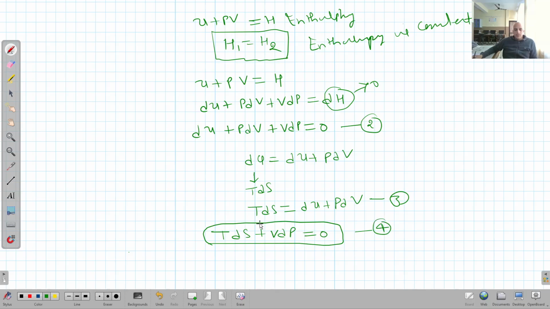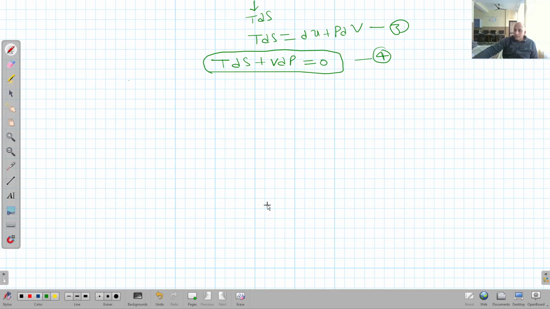Clear? Now let's consider that entropy S is a function of pressure and temperature. S is equal to S(P, T). Then from the theory of derivatives, dS is equal to (∂S/∂T) at constant P dT plus (∂S/∂P) at constant temperature dP.